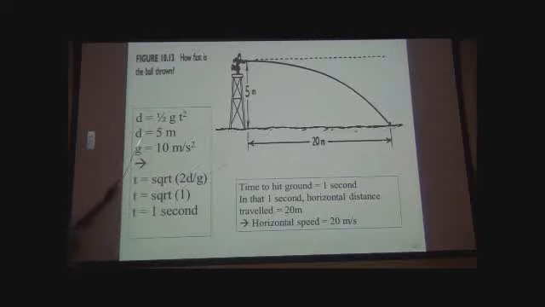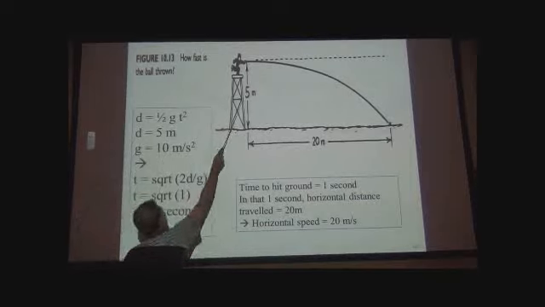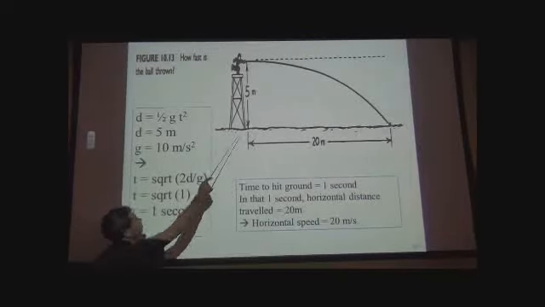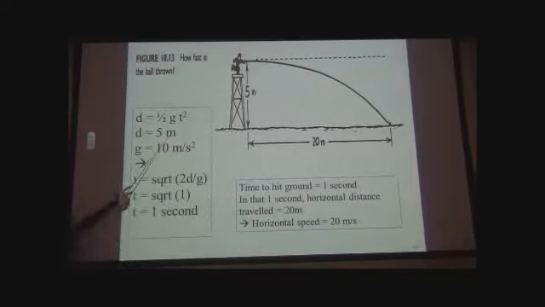Looking at the vertical component, we know that distance traveled along the y-axis is half multiplied by g multiplied by t squared. This is the table that we saw, right? I drop the ball, it travels, and the distance that it travels is the time in seconds, squared, multiplied by gravity, which is 9.8 meters per second squared, multiplied by half. So we know that the vertical distance traveled is 5 meters, not the horizontal distance, the vertical distance. So d equals 5 meters.